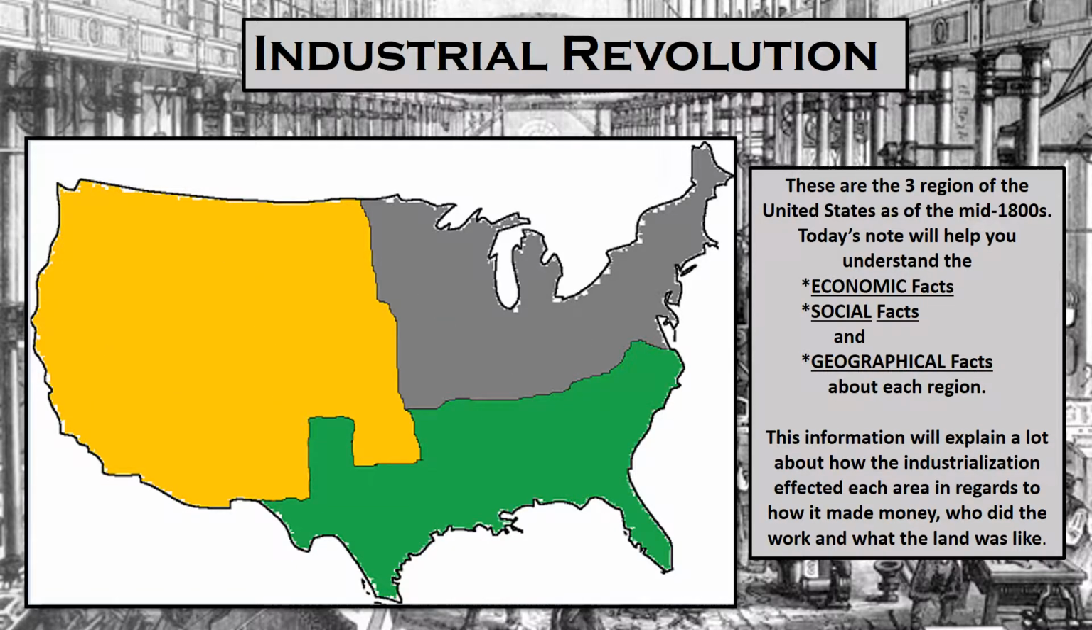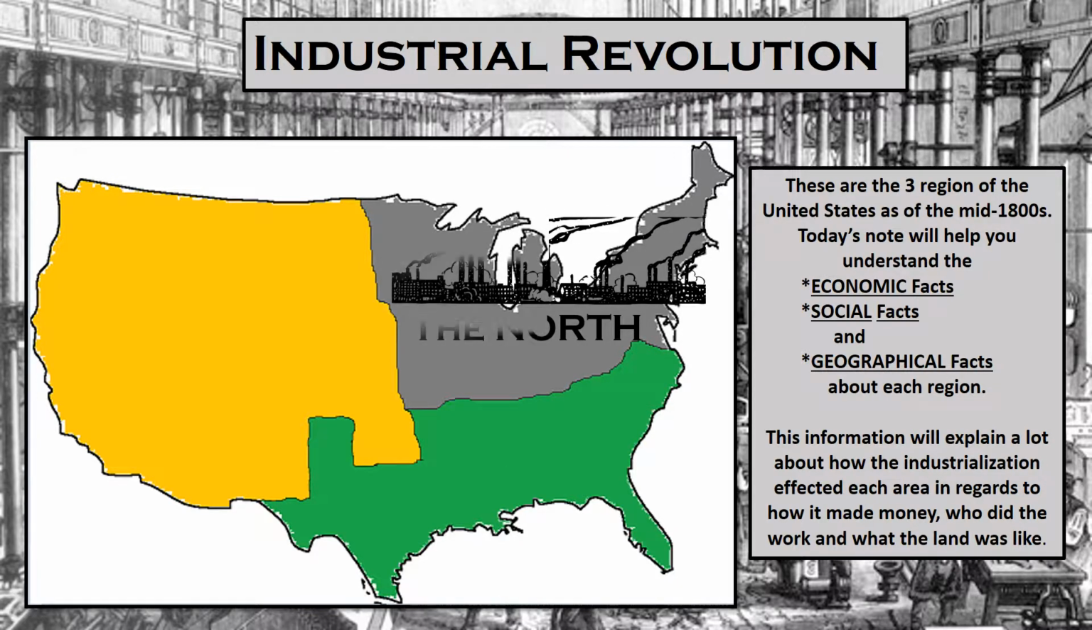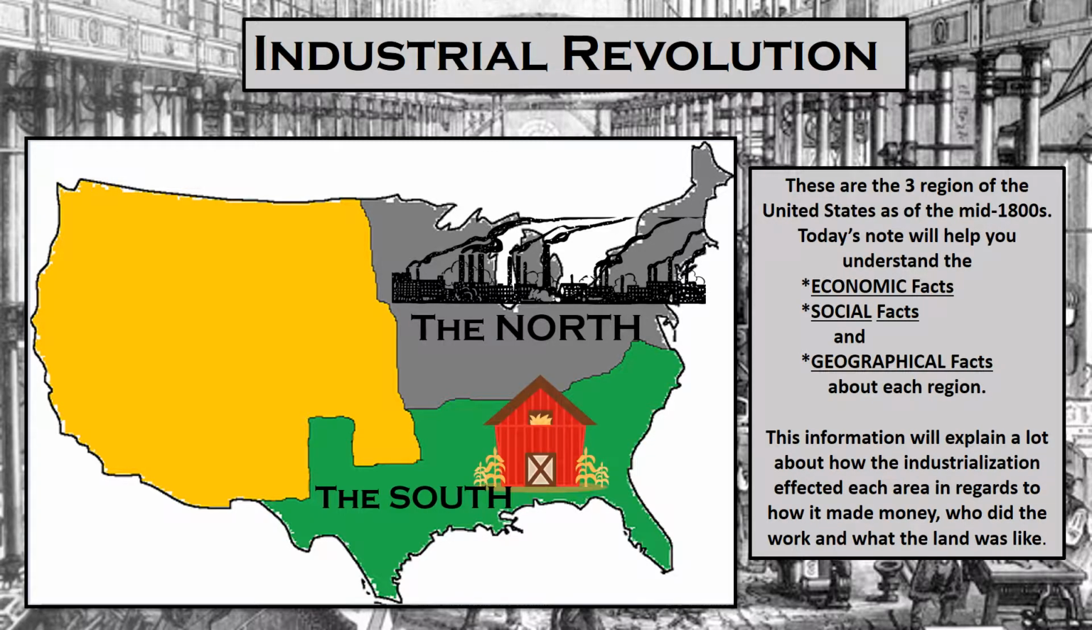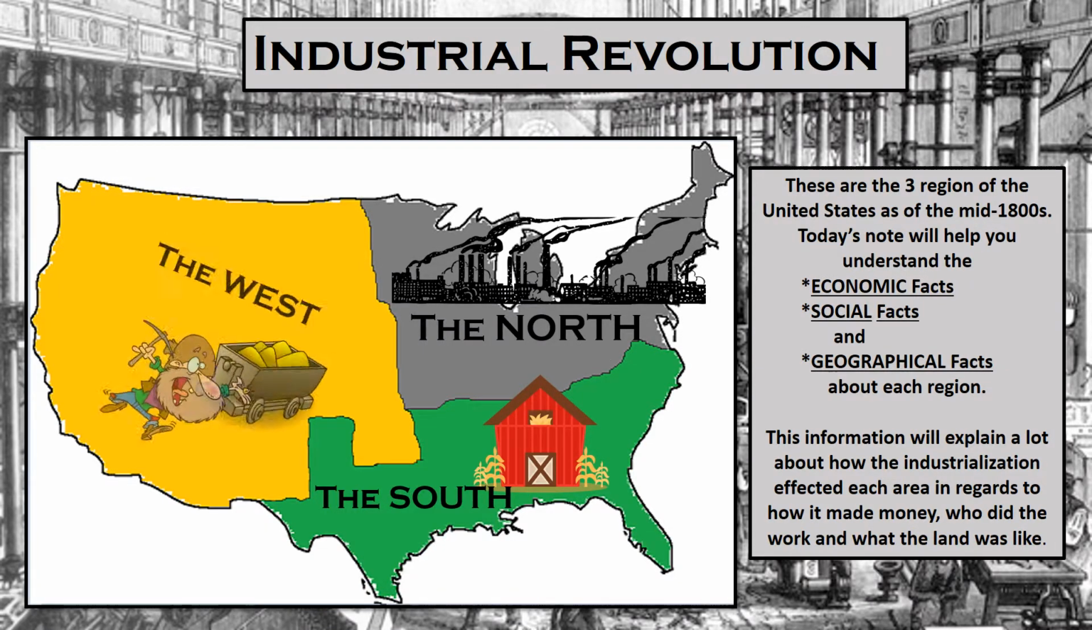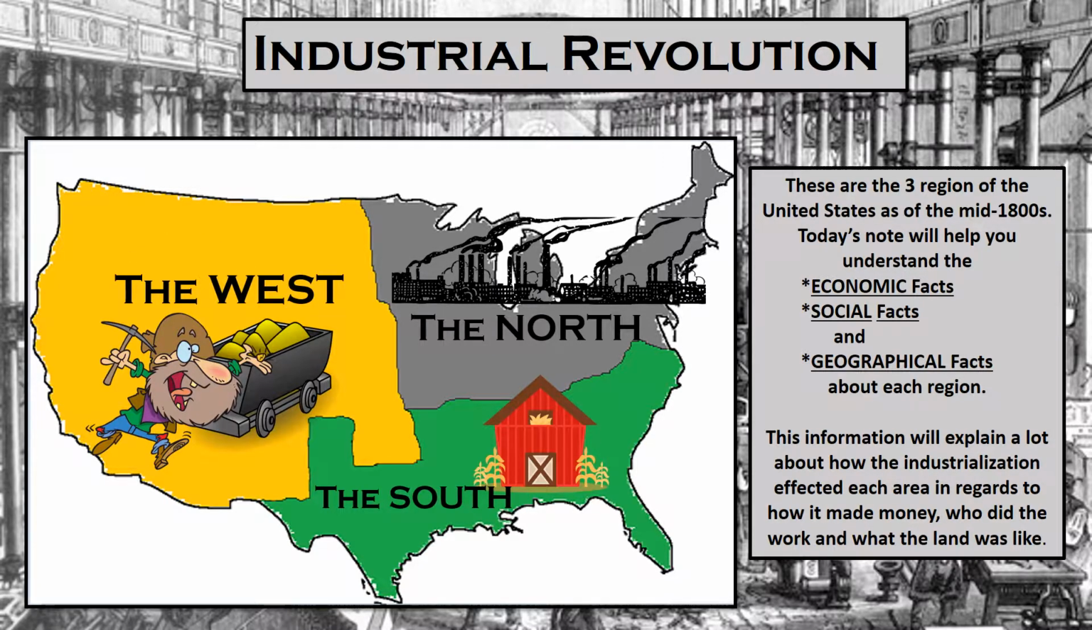So what you need to know about these three regions is they do have specific names. We have the North, obviously, and it is primarily factories. We then have the South, which is predominantly plantations and farms. And then we have the West, where you have tons of mining, not just gold mining, but many different types of minerals, and you're going to learn more about that in a little bit.